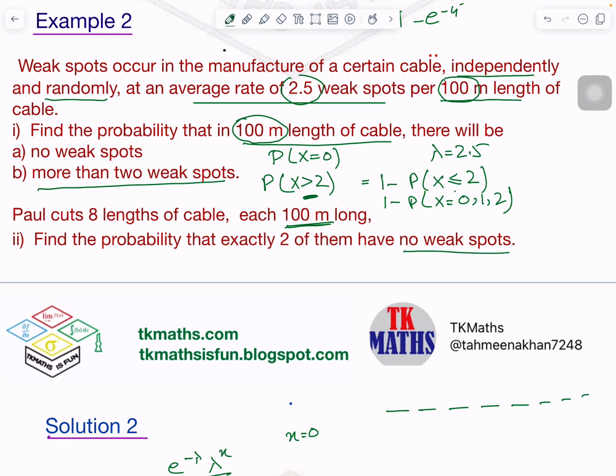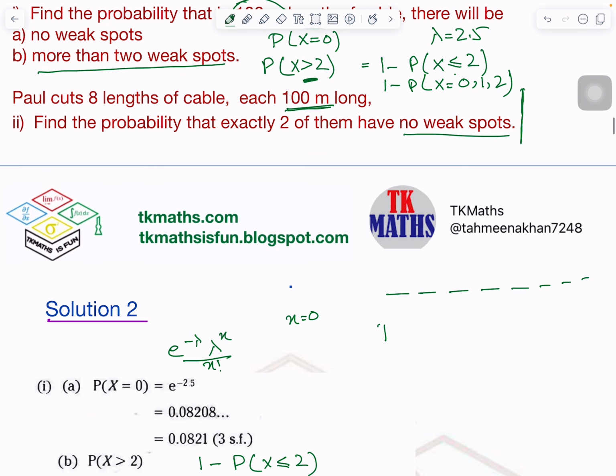Now what is this? If you see, this is actually connected with the binomial distribution. So that's why it is said for S2 that S1 is your prerequisite. You should remember it, you should revise it, right? To find the probability that exactly 2 of them, it means I have to find the probability of x equals 2. And what is given to me here? It is actually a binomial case. It is n, p. n is 8, and p is the probability of no weak spot.